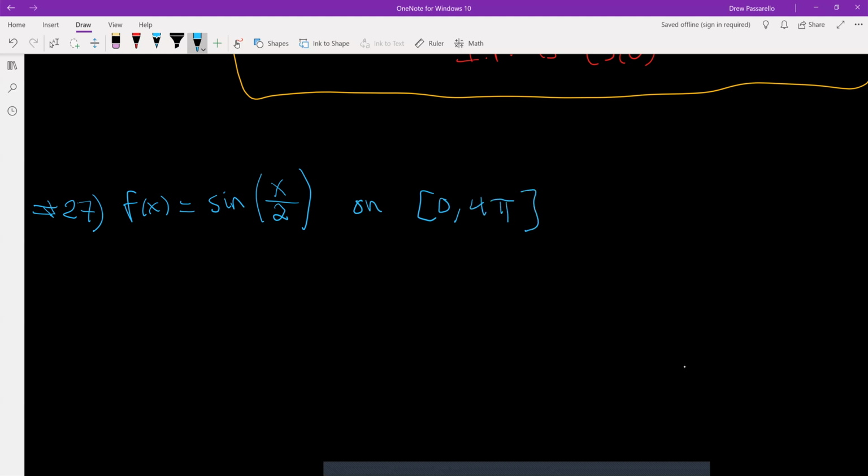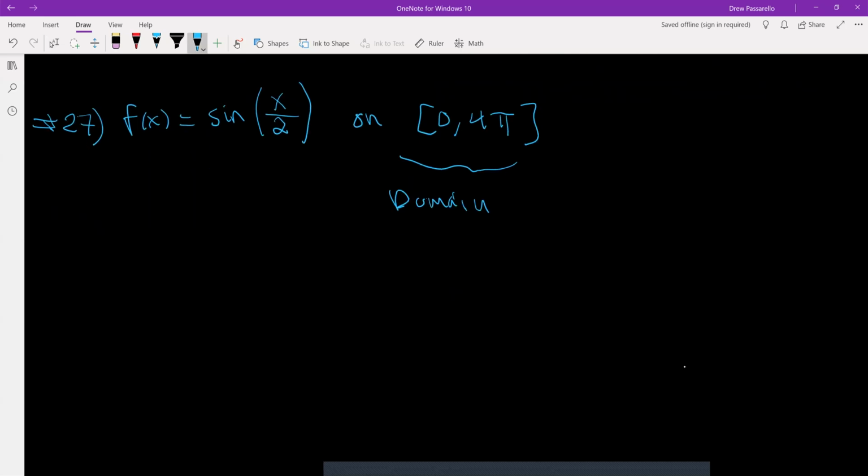All right, so they specify a domain. I will say, just to comment before I work the problem out, note that you can't have an endpoint be an inflection point.